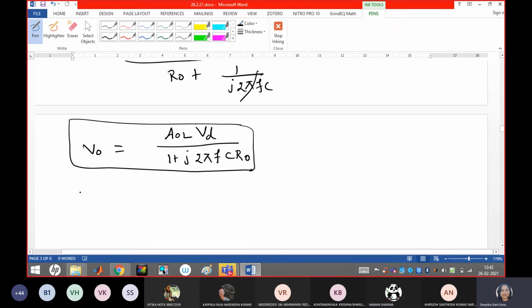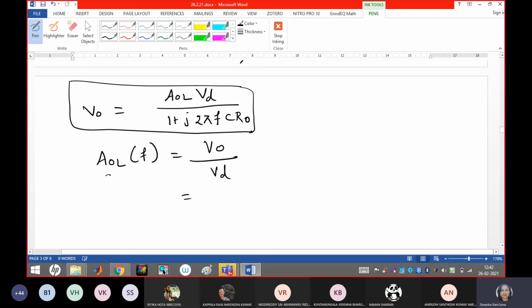Yes, ma'am. And now we will represent the gain in terms of frequency. So this AOL in terms of f can be represented as, suppose AOL we are writing V0 by VD, right? Now how much V0 we got? AOL into VD divided by 1 plus j 2 pi f C into R0. We got that factor, right? So this VD and this VD will get cancelled out. What will be the remaining representation then? Guys, solve and tell me.